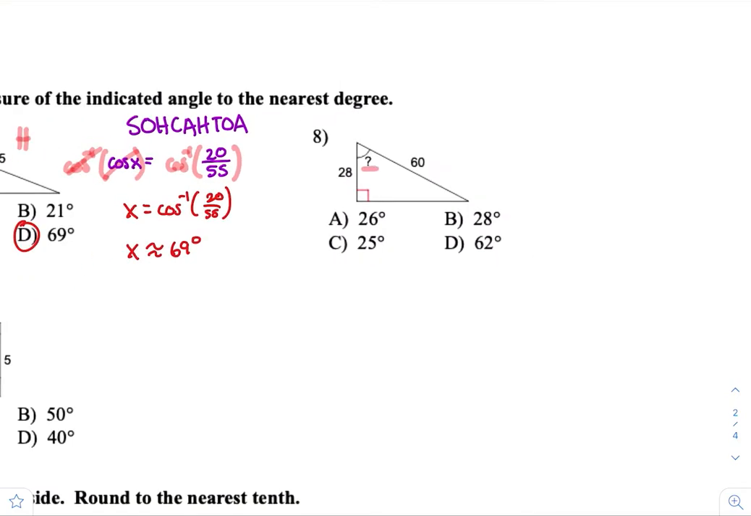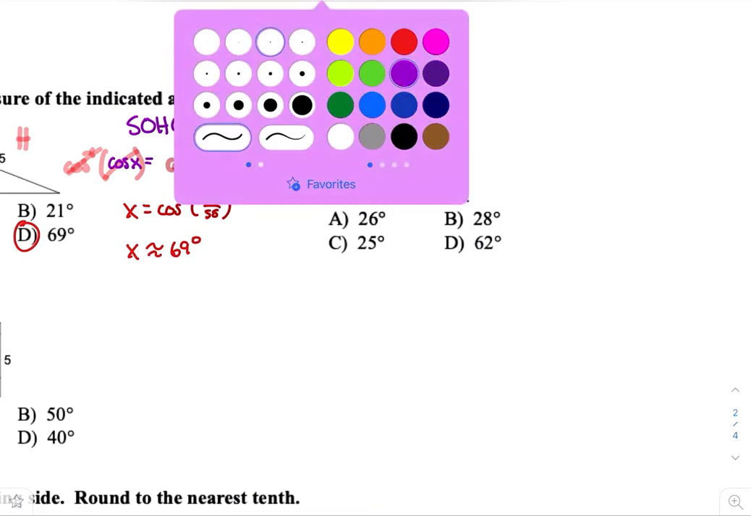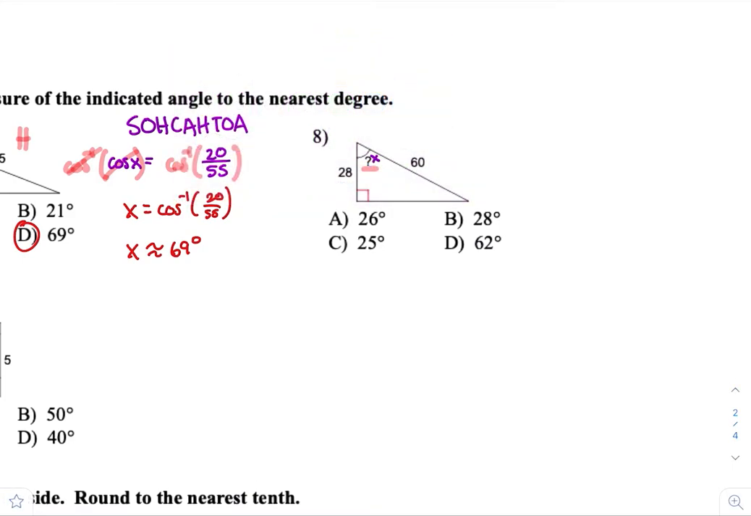So in the perspective of this angle, remember this is going to be our x value. Again, this side is the adjacent, this side is the opposite, and this side is the hypotenuse. They're using information at A and H, so in SOHCAHTOA, A and H is CAH. So we're going to be using cosine, because cosine of x is equal to adjacent, which is 28, over hypotenuse, which is 60.